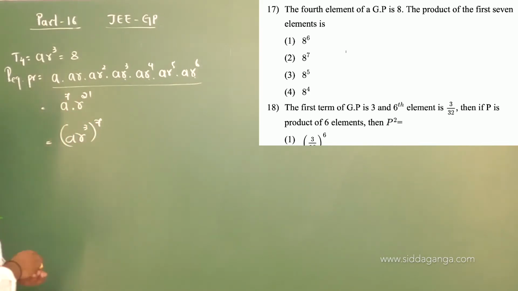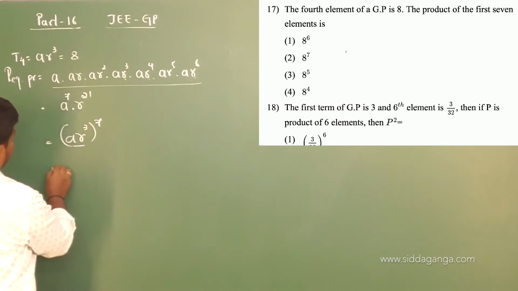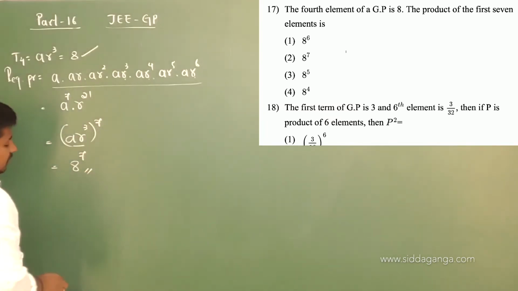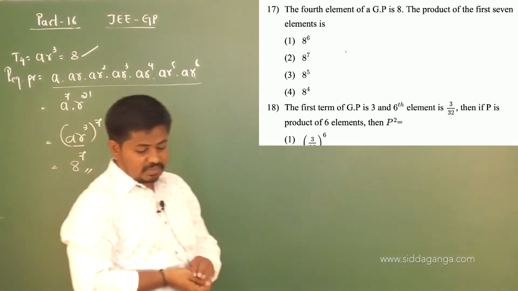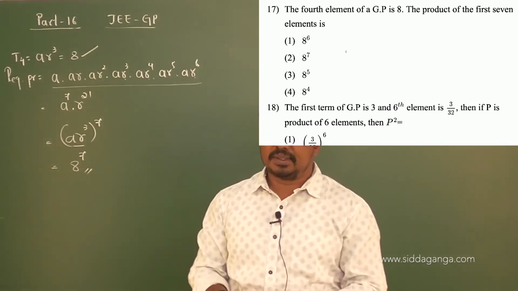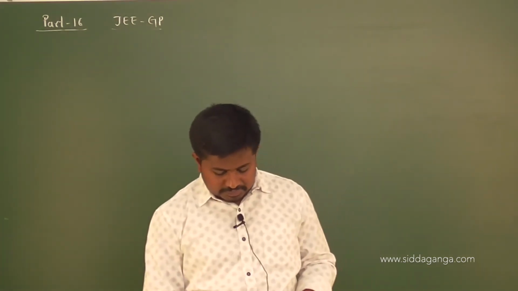So AR cube whole power of 7 gives A power of 7 into R power of 21, because 7 times 3 is 21. And AR cube we have, that is 8. So 8 power of 7 is your required answer. So 8 power of 7 is the product of the first 7 terms of the given GP, that is option second. Now let us move on to question number 18.